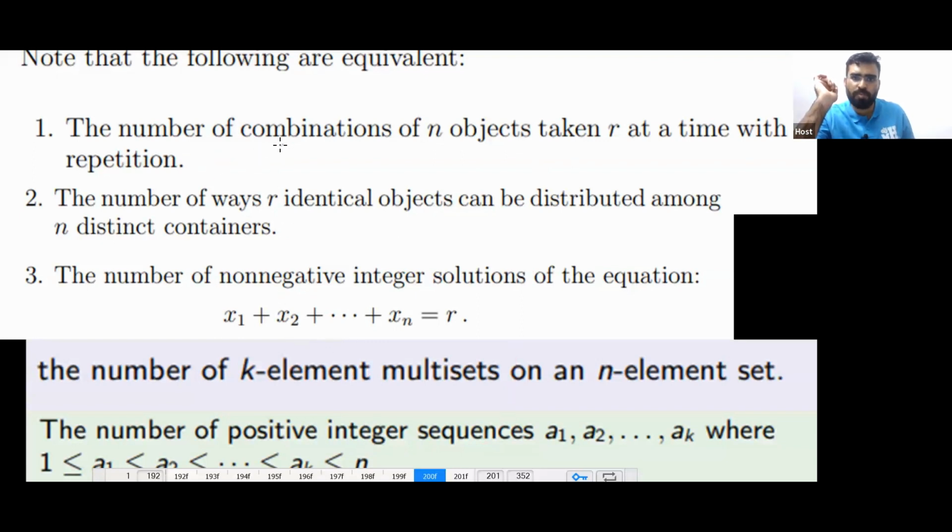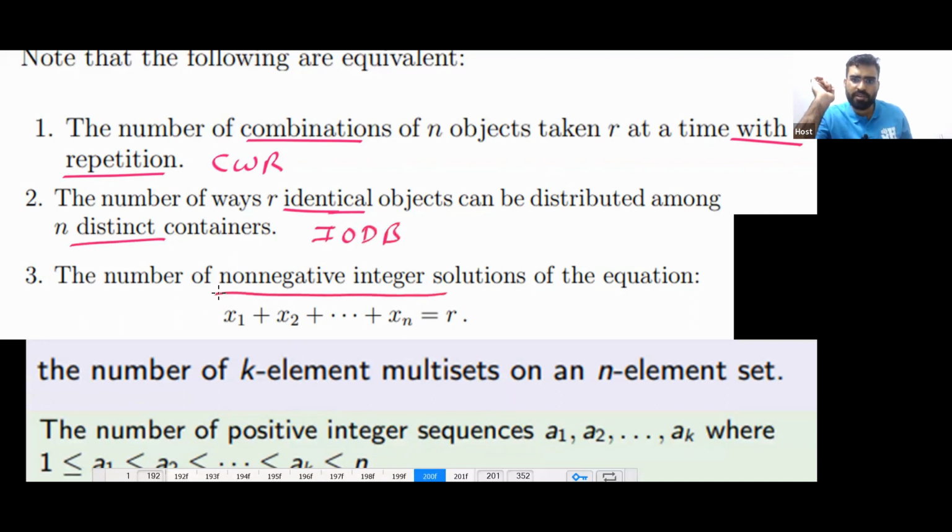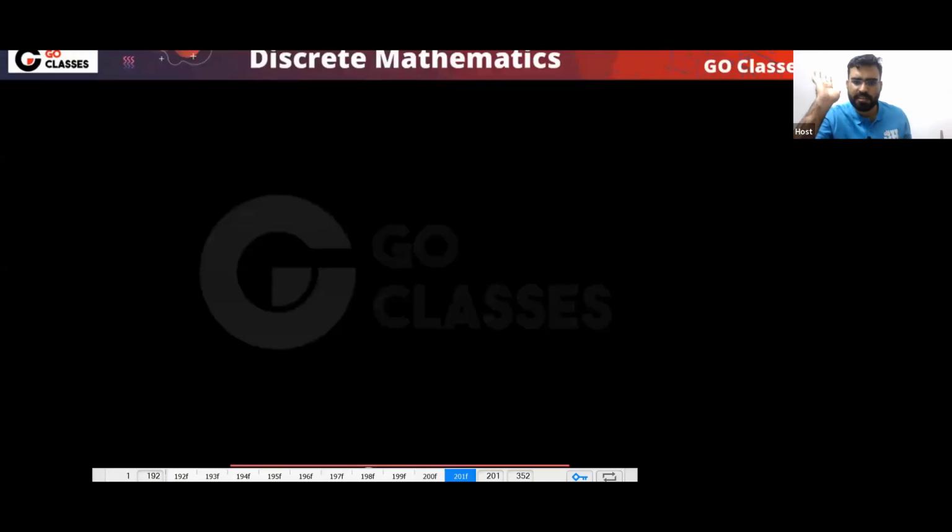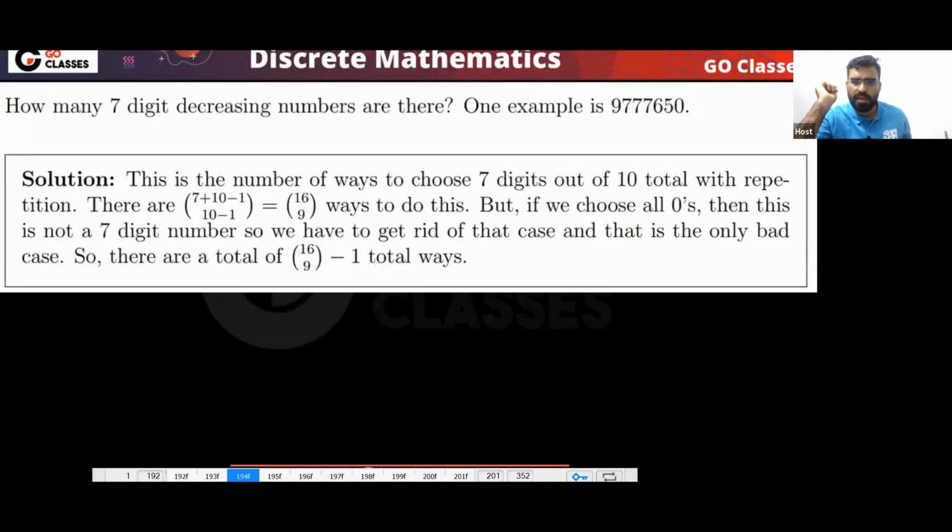Combination with repetition, this is your CWR. This is your IODB, identical objects, distinct boxes. This is your non-negative integer solution problem. This is your multi-set problem. And this is your non-decreasing, non-increasing integer sequence problem. These 5 templates are there. We have seen all of them. Everything we have seen.